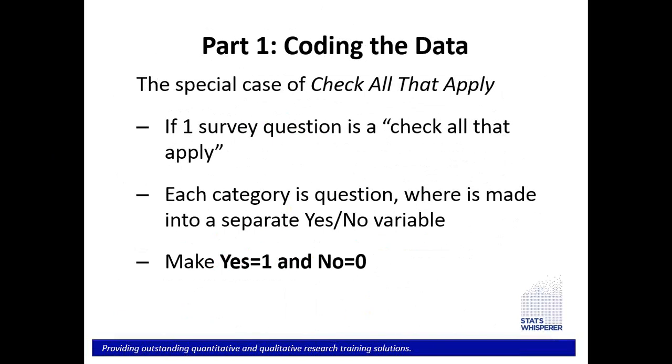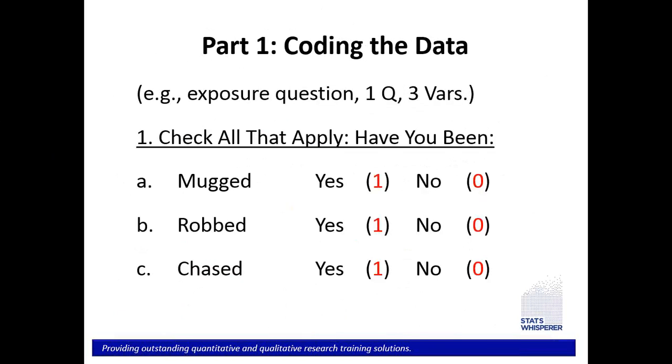For example, if we were looking at exposures to neighborhood violence or crime, we might have a check-all-that-apply item that looks like this, A, B, or C. Such as A, have you ever been mugged? Yes, no. B, robbed? Yes, no. Or C, chased? Yes, no.